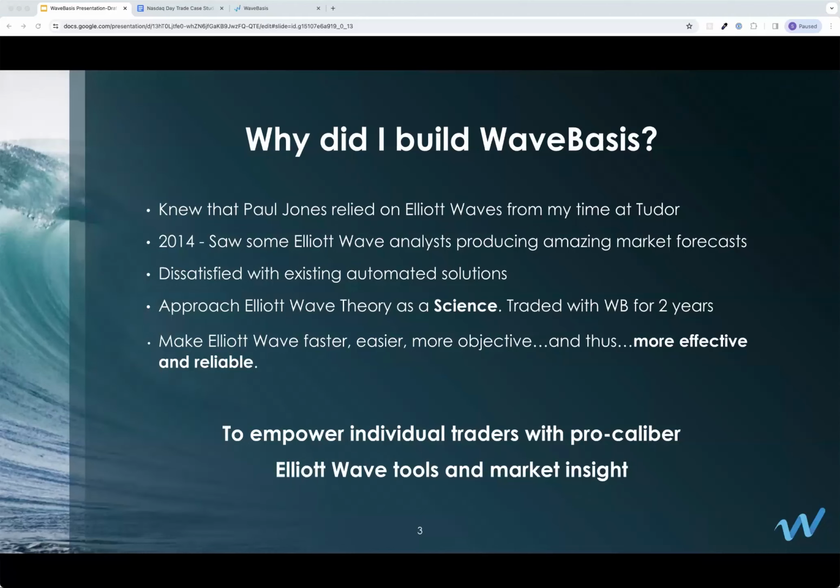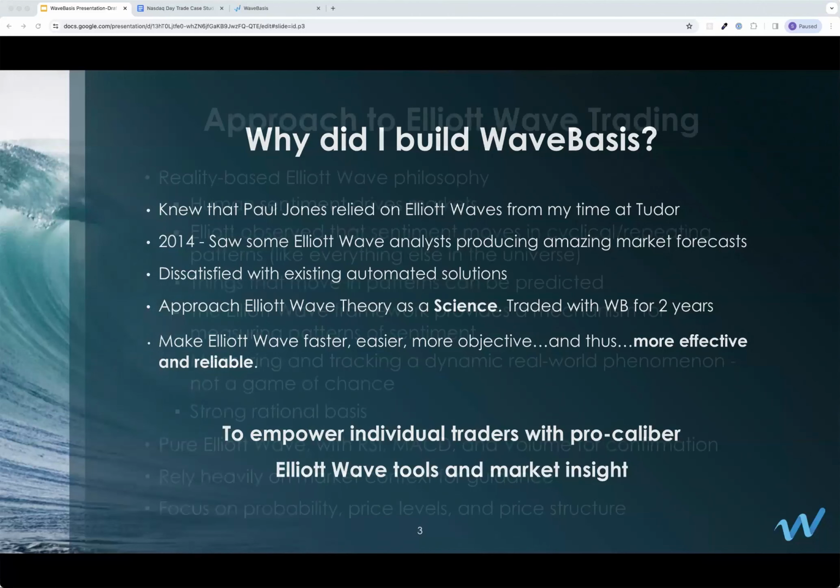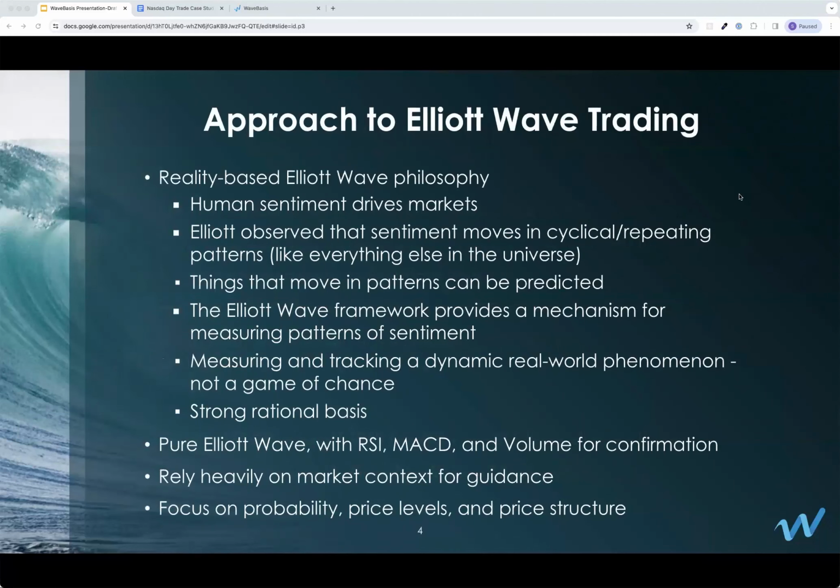So here we are. We'll look at some of the features assuming we have time when I get through the sort of meat of what I wanted to talk about today. A little bit of the background and context to my approach to Elliott Wave trading, which has sort of flavored the software itself.